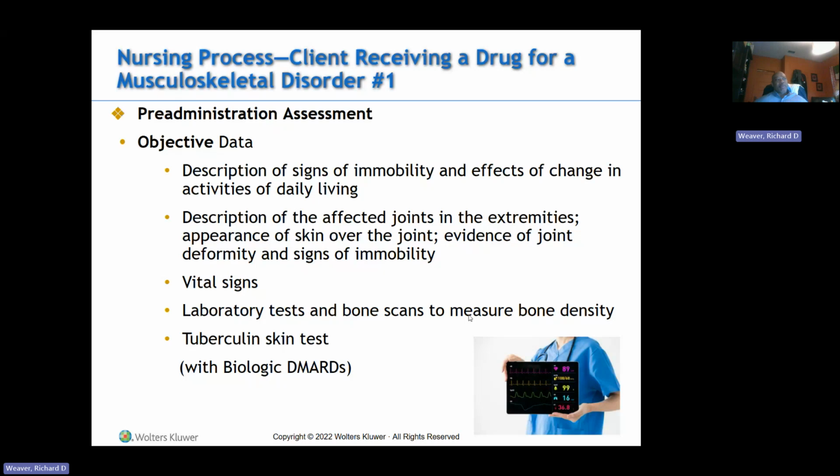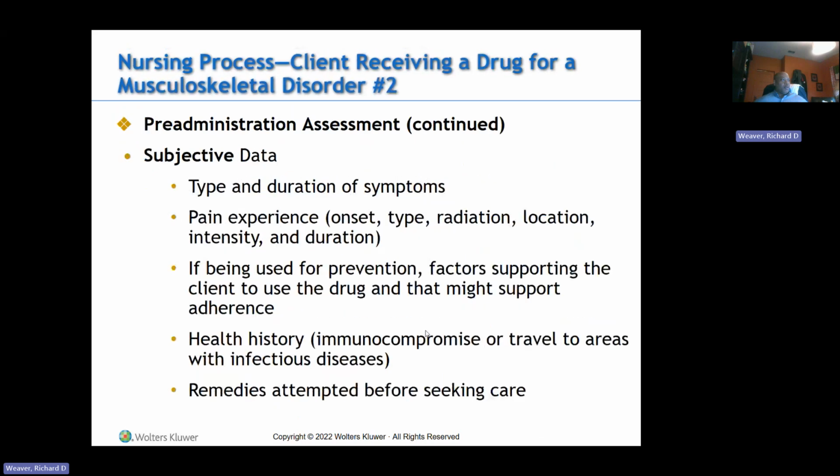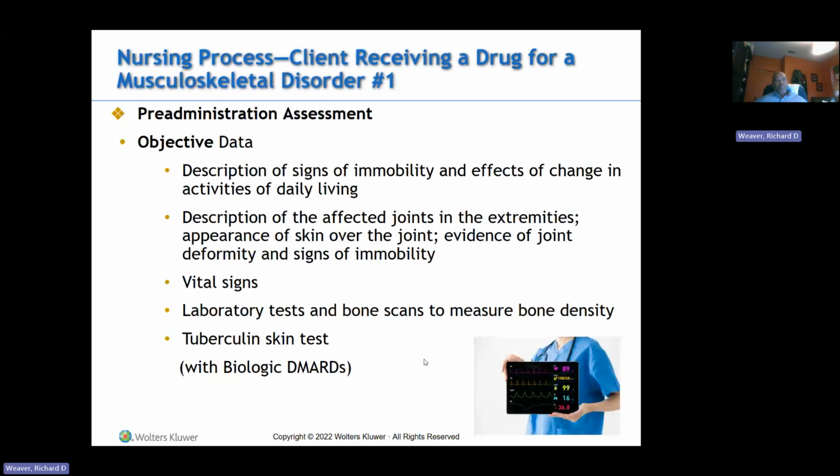So there's the description of signs of immobility, because we are dealing with these joint issues that affect immobility. So we want to get a baseline for that, to see if there's any improvement down the road. Also, any effects of change in activities of daily living, because that's what joint issues do. They affect our ADLs. Description of affected joints in the extremities. What is their appearance over the joints? Is there evidence of joint deformity or signs of immobility? Uh-oh. Laboratory tests and bone scans to measure bone density, because we're trying to see if there's an improvement.